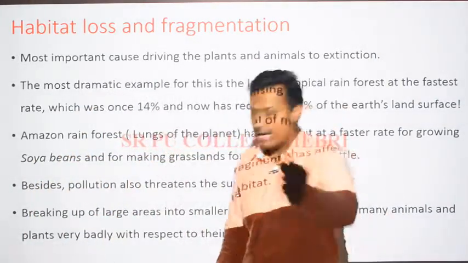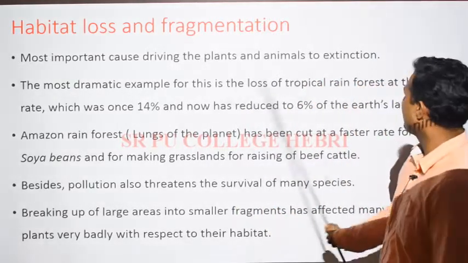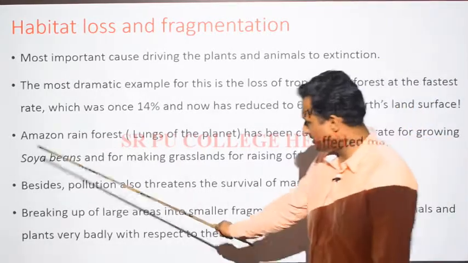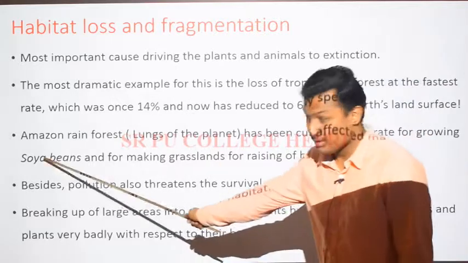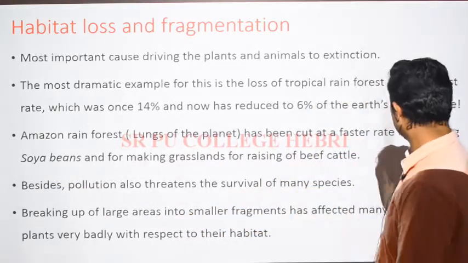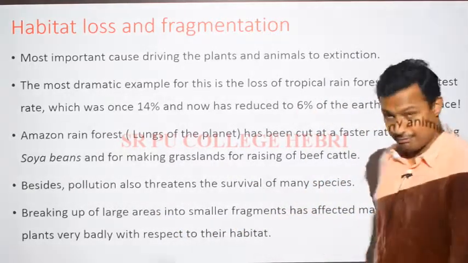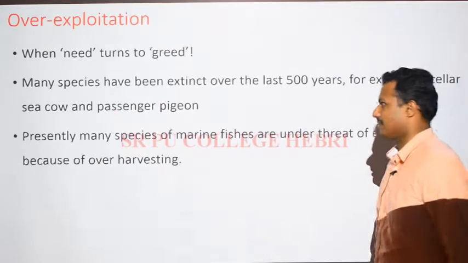Right? So example, for habitat loss and fragmentation, what example can you give? This one: tropical rainforest, which was 14% has reduced to 6%. Another example that you can give here is about the Amazonian rainforest, the lungs of the earth, which has been destroyed mainly for growing soybeans and also for raising grass for grazing of cattle. This is the first reason.